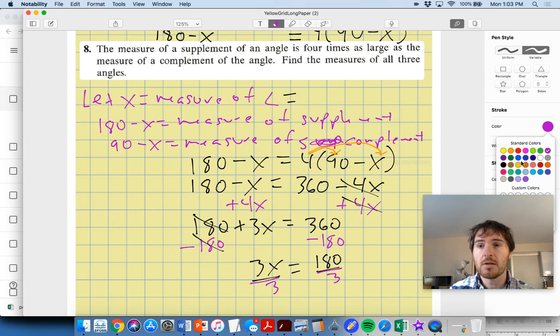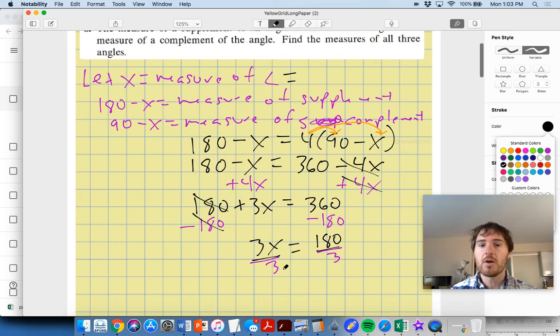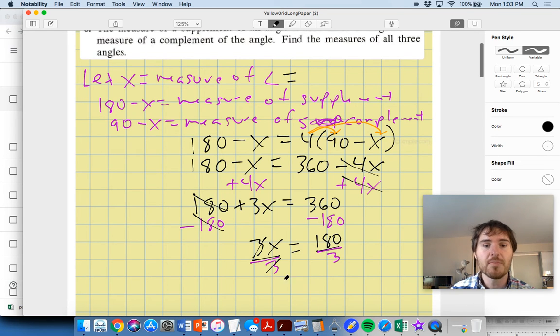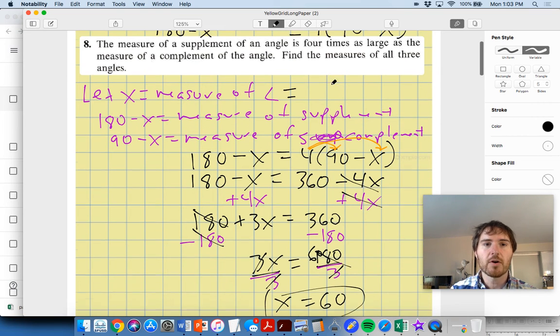When we have an equation, if we do the same thing to one side of the equation as we do to the other side, we know that equality will be preserved, and that's a property of equality. This is the division property of equality here. 3 divided by 3 is 1. Shouldn't have crossed out that 3 there, because 180 divided by 3, right, would go into it 60 times. So x equals 60. Boom, we got one of our answers.